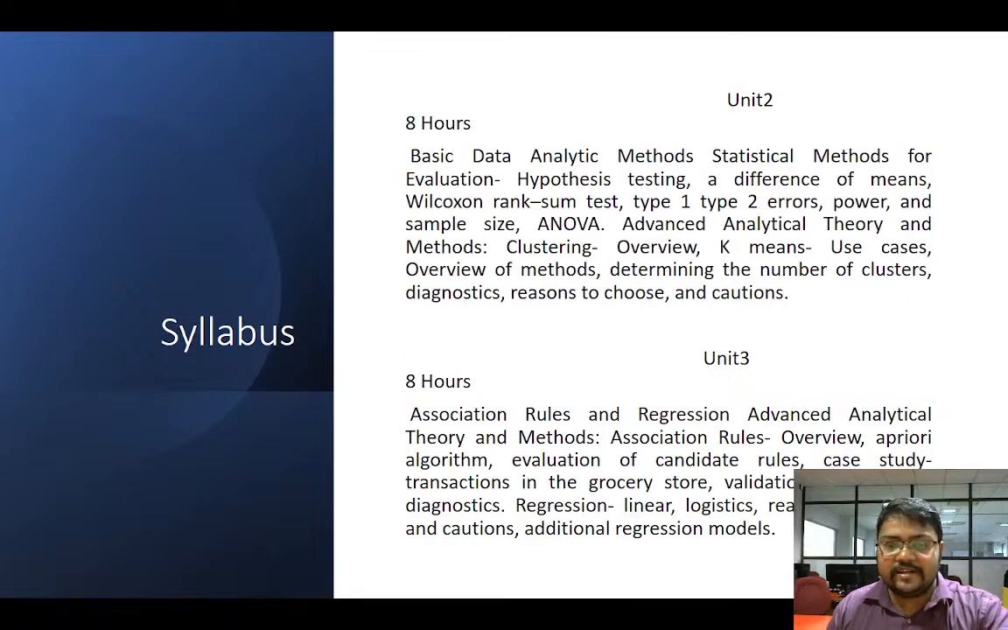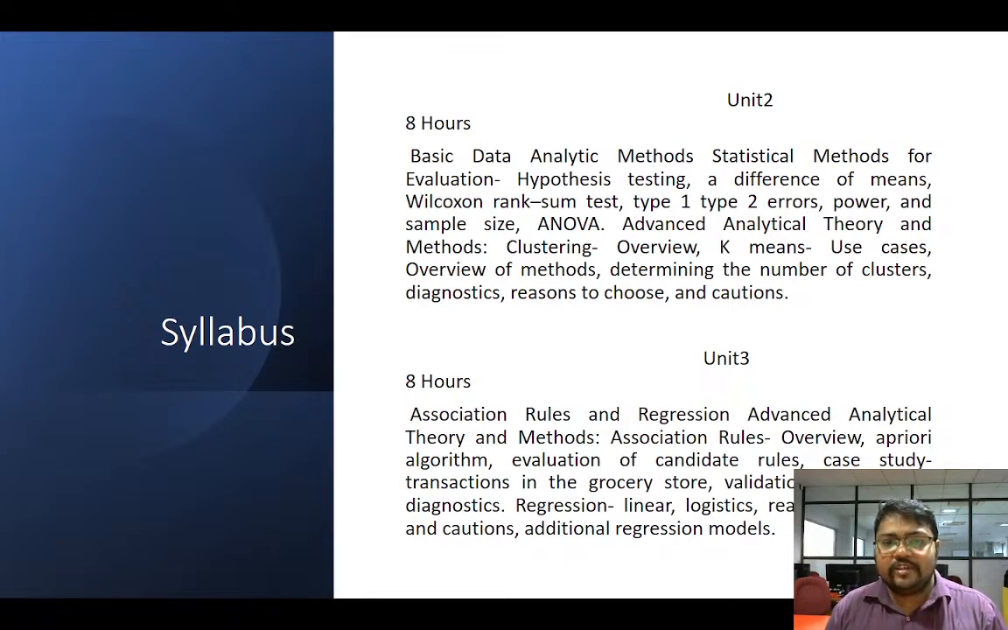The second unit is dedicated to statistics. Here we are going to take you through the difference of means, Wilcoxon rank-sum test, type 1 and type 2 errors, power and sample sizes, ANOVA tests, and hypothesis testing.